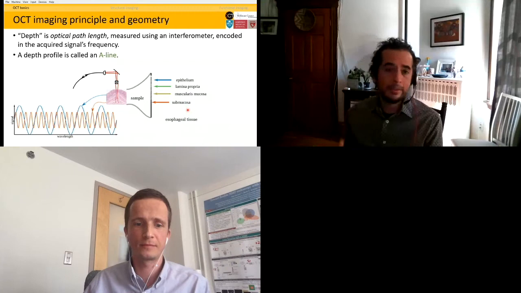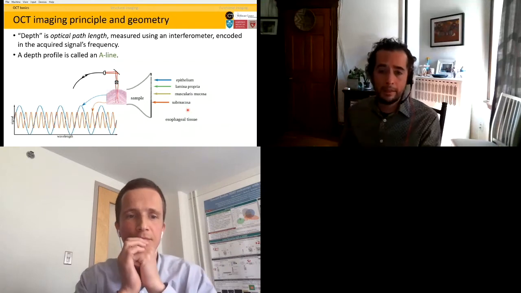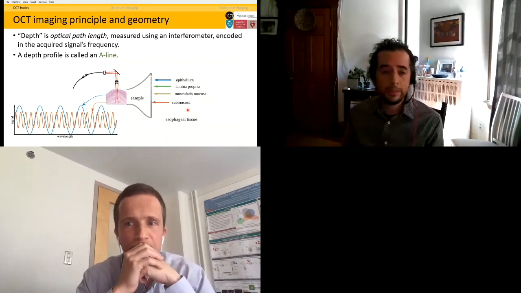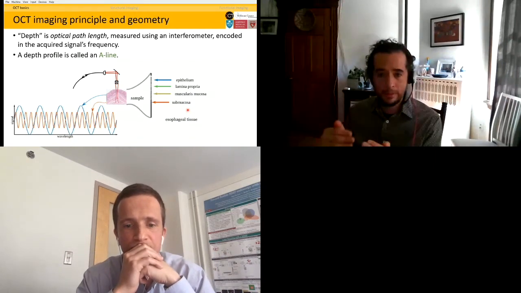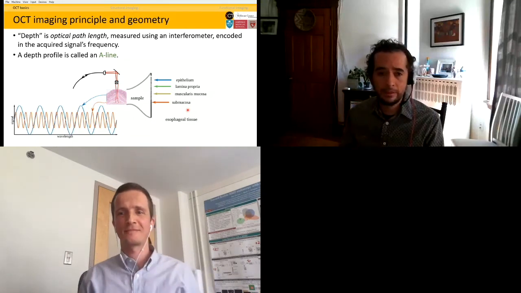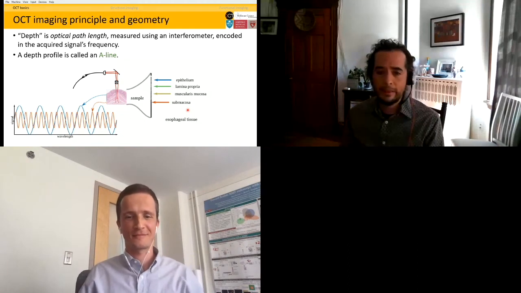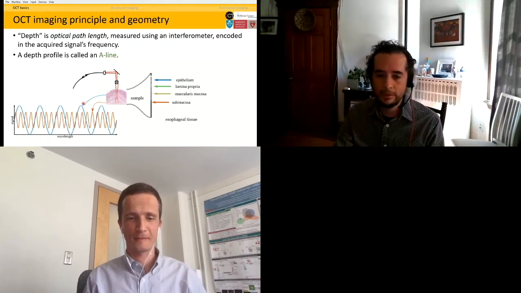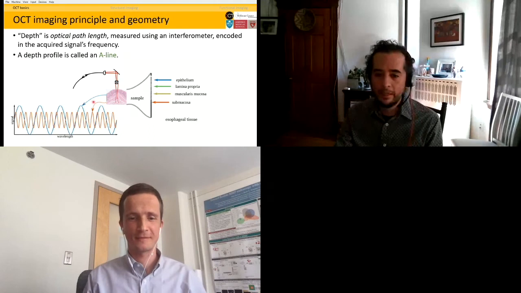So depth is in reality optical path length, because we're measuring it with an interferometer. And what we do is encode this optical path length into the frequency of the signal that we acquire. This signal is what we call a fringe, and the depth profile, what we call an A-line. So we can see, for example, that the signal that comes from the superficial layer will be encoded into this low frequency sinusoid, and a deeper layer will be encoded into this higher frequency sinusoid.